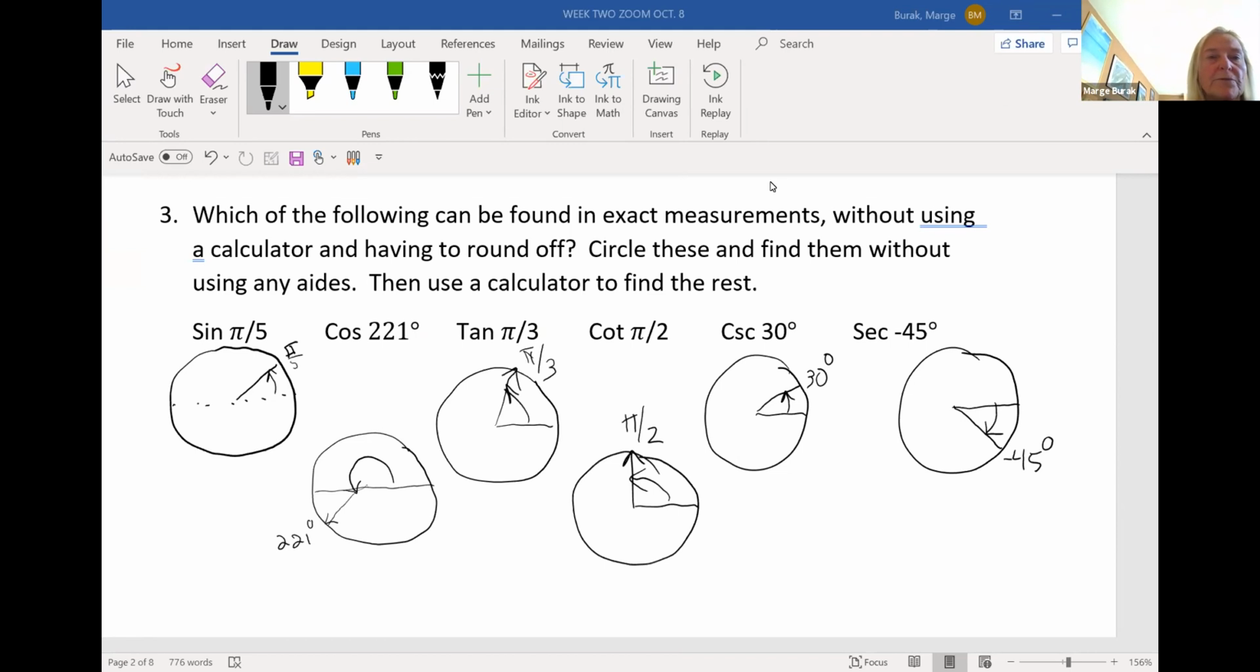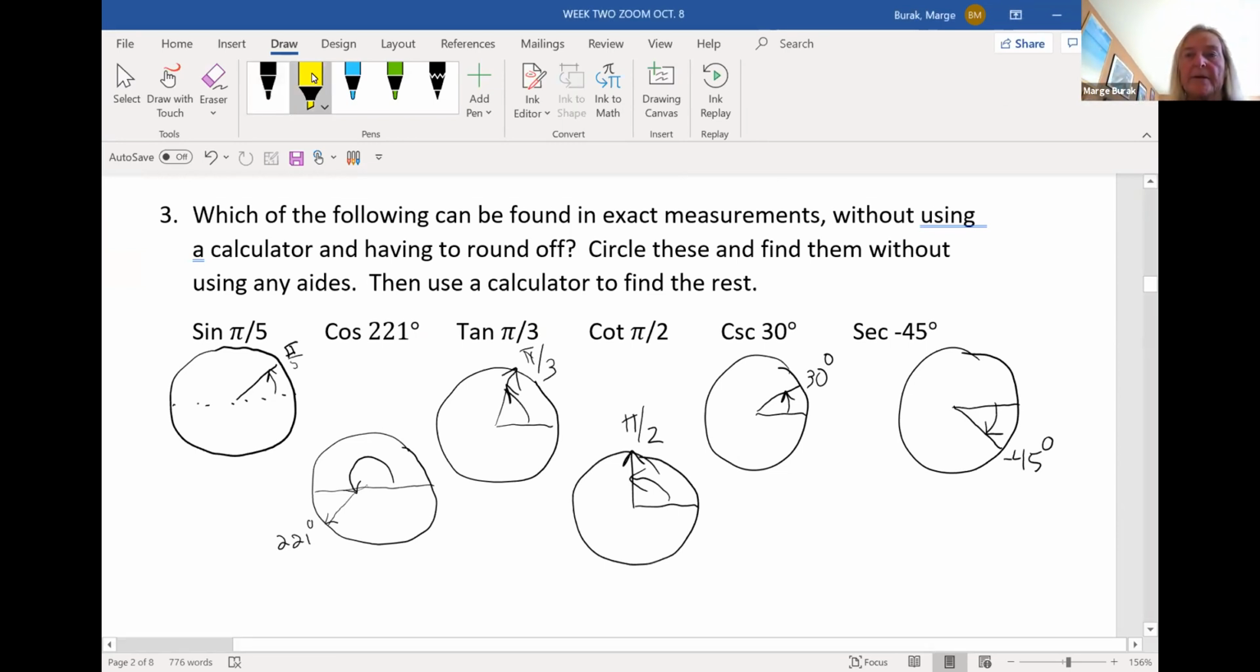Okay, so first of all, who would like to tell me which ones of these can be found without using a calculator?